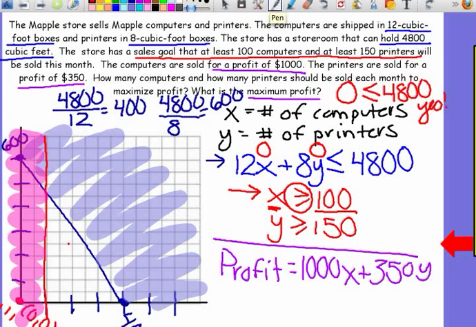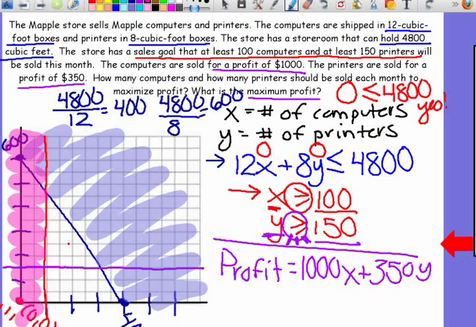Okay, then we're going to take the y's that are greater than 150. So 150 would be here. And we want the y's that are greater than or equal to, those are above that line.